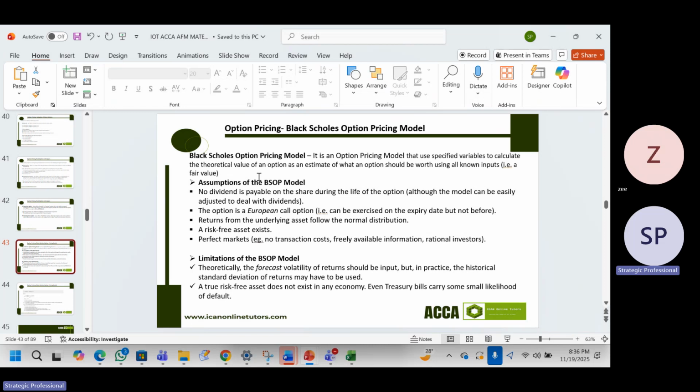Three, returns from the underlying asset follow the normal distribution. Four, a risk-free asset exists. And five, perfect market, right? I know I've explained perfect market to you: free available information, rational investors, and no transaction cost.